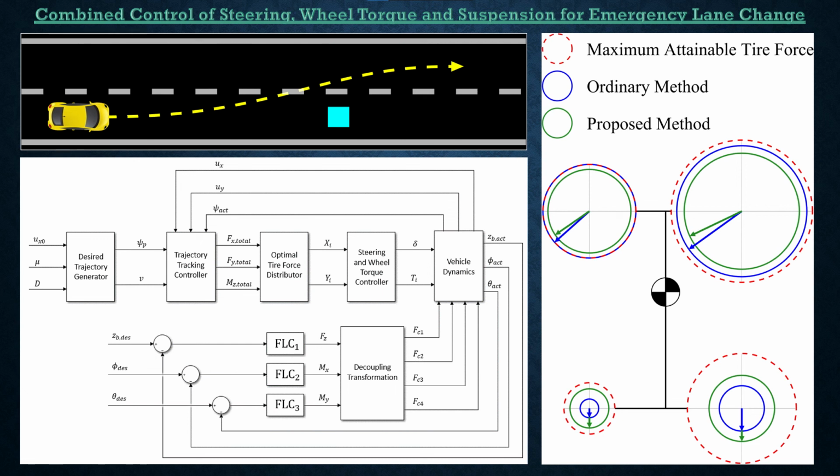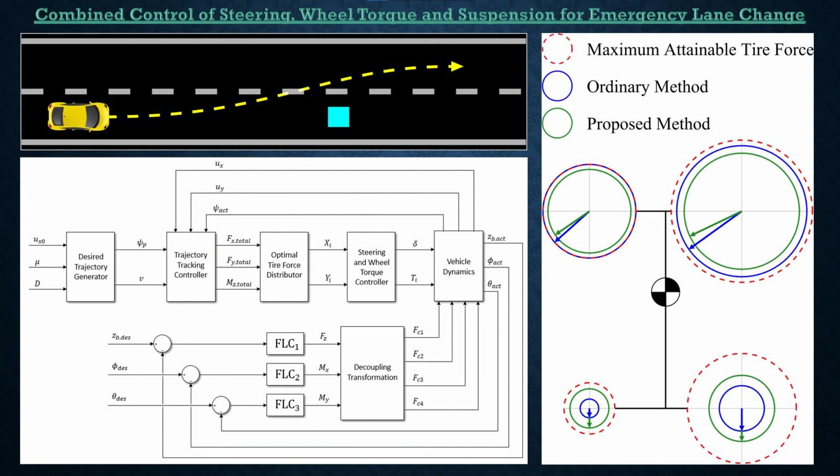The blue and green circles represent the direction and magnitude of the tire forces generated by the ordinary and our proposed method respectively. The larger the radius of the circle, the bigger the magnitude. As you can see, the blue circle overlaps with the red dashed line circle on top of the left side of the figure, while the green circle does not. This means that the front left tire cannot generate additional tire forces.